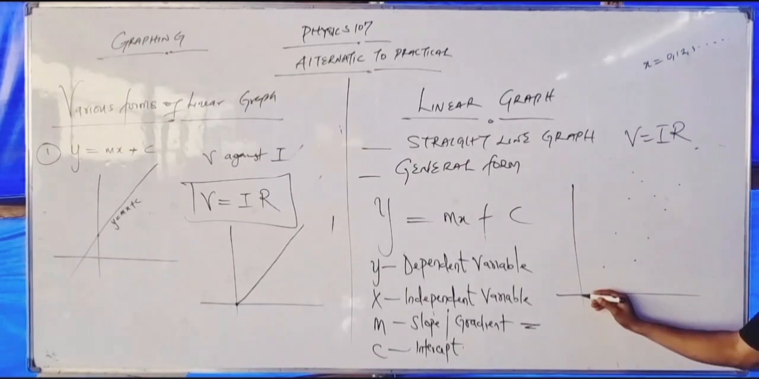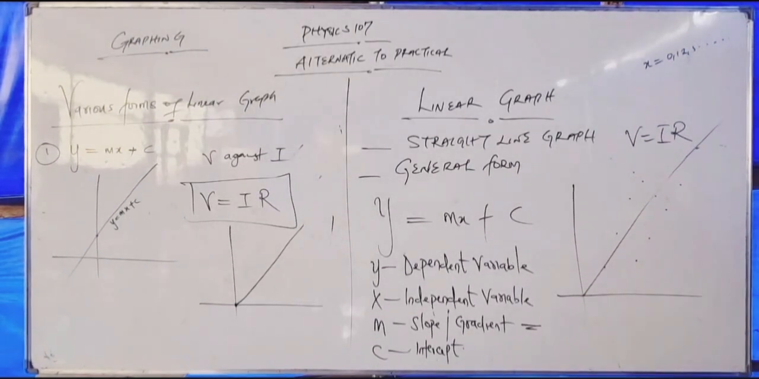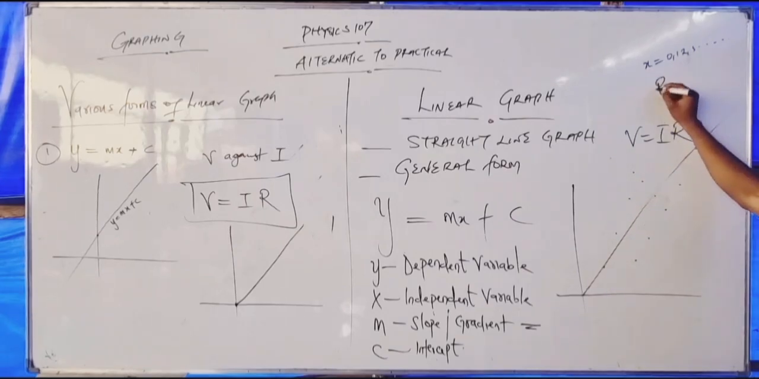This graph will start from where? The origin. And most of the time when you plot your graph, none of the points will touch the graph. I will show us. There are two methods of plotting the graph: by ratio and by regression analysis. I will show us how we can plot the graph using ratio or using regression analysis.